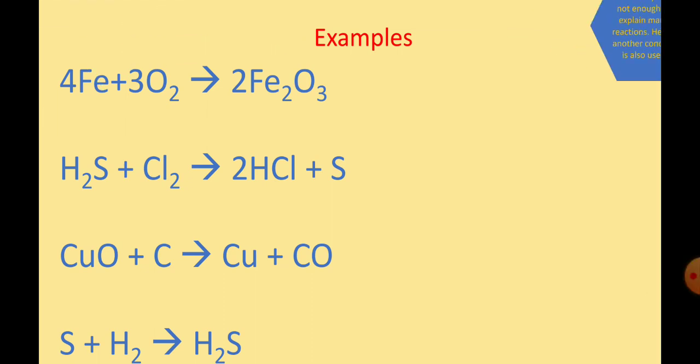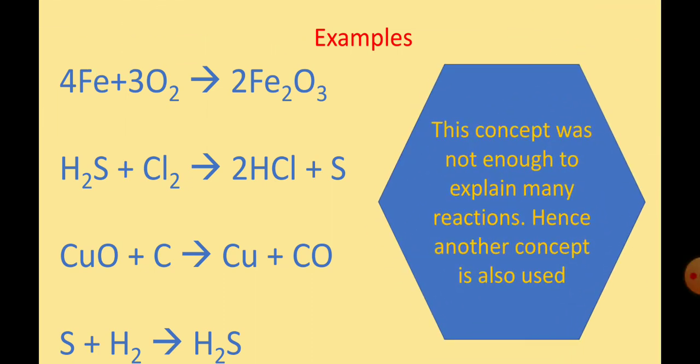Then in the next slide we are going to see, listen here, this concept involving oxygen and hydrogen cannot be used to explain all the reactions. So there is another concept required in order to explain the oxidation and reduction process. This concept was not enough to explain many reactions, hence another concept is used, called the electronic concept, which means we are going to define oxidation and reduction in terms of electrons.